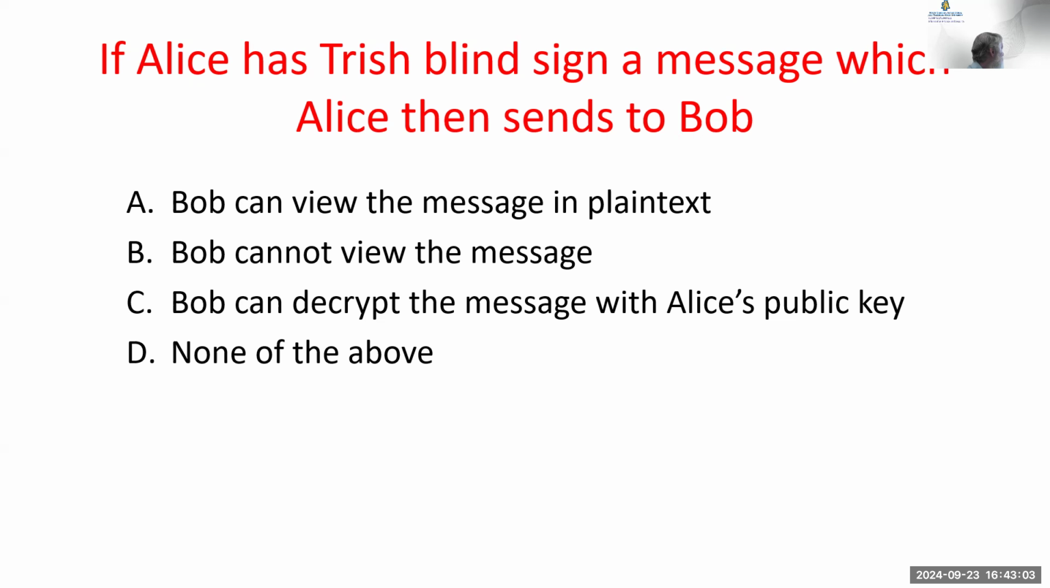Well, the proper answer is B. Bob cannot view it because it's signed by Alice. He doesn't have Alice's key, or if it's signed by Trish, he doesn't have Trish's private key, so he cannot view that.